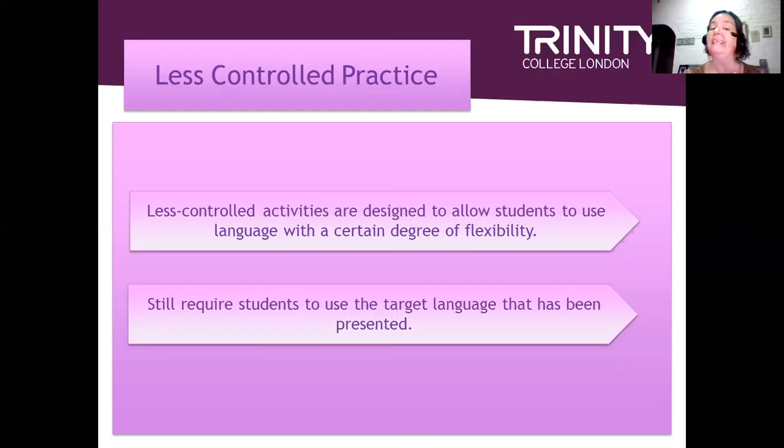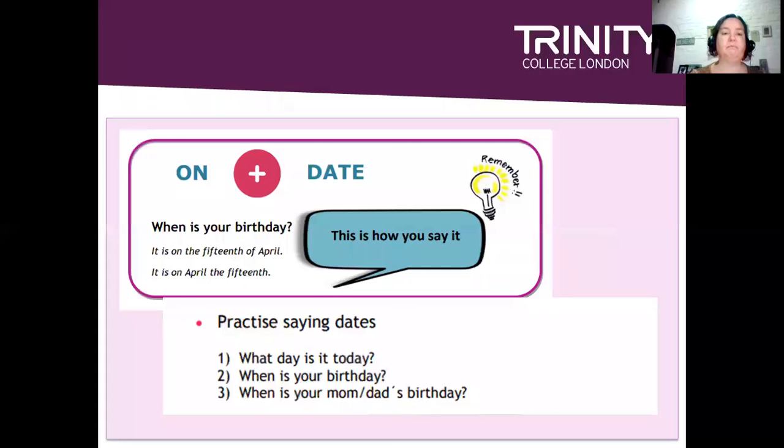Less controlled activities are designed to allow students to use language with a little bit of flexibility. Remember that restrictiveness was the characteristic of controlled practice. Now we are letting go a little bit. That's why in this bicycle analogy, we are removing one of the training wheels. Although there is a little bit more flexibility, although we are letting go a little bit more, target language is always the focus, all right? We need to remember this.